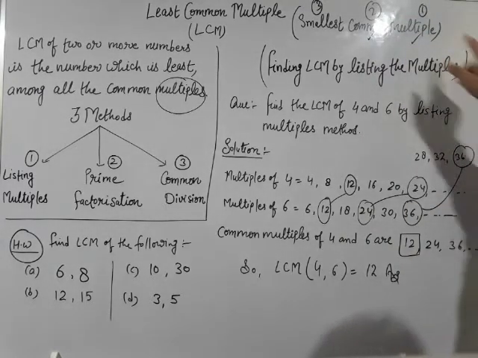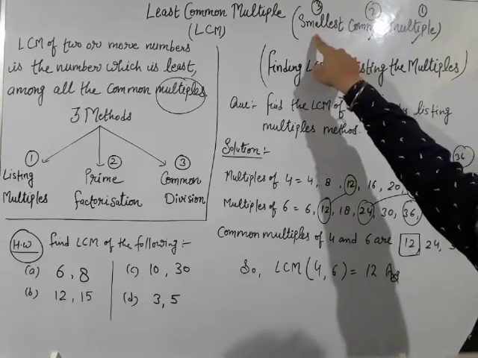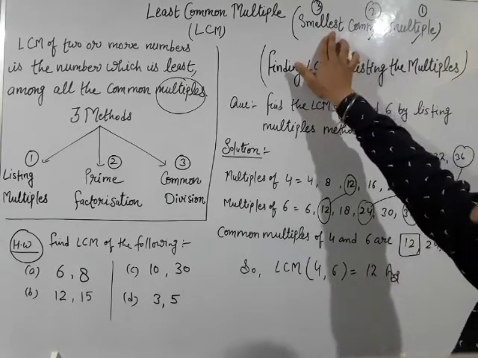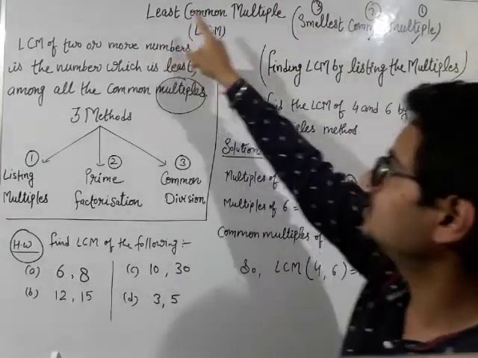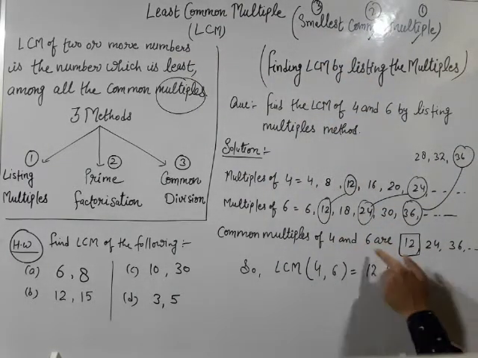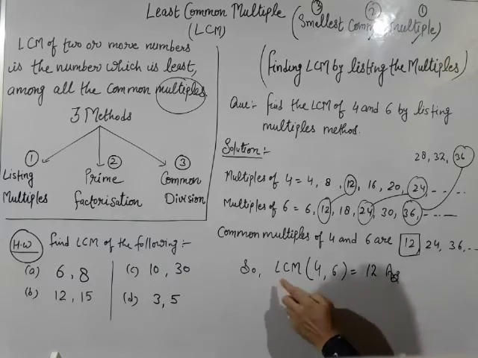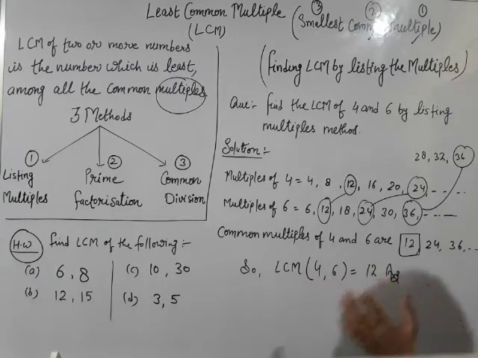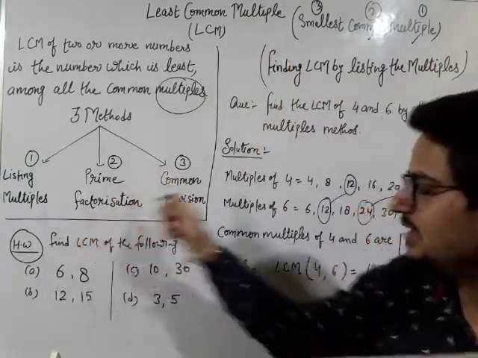Now move on to our third and the last step. Smallest. Smallest means the smallest. Least is also the same meaning. Least and smallest mean the smallest value. And in this list of 12, 24 and 36, 12 is the smallest number. Therefore, LCM of 4 and 6 is equal to 12. I hope guys you can understand least common multiple by the listing multiples method.